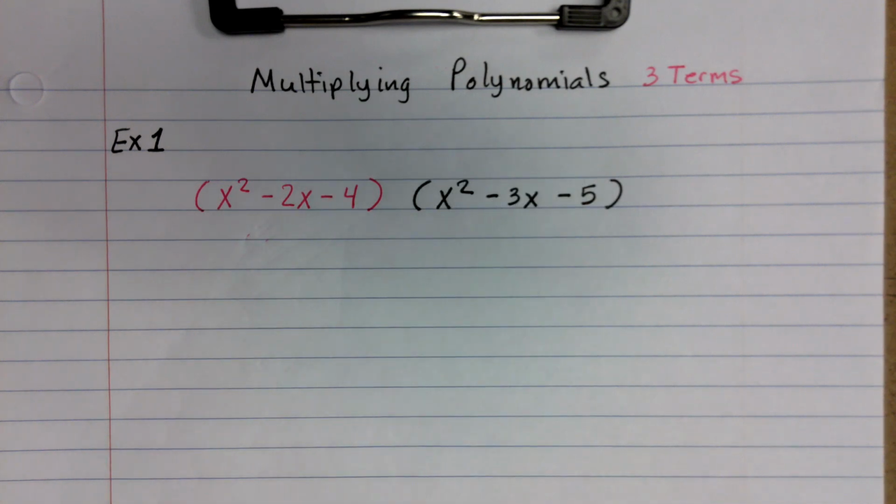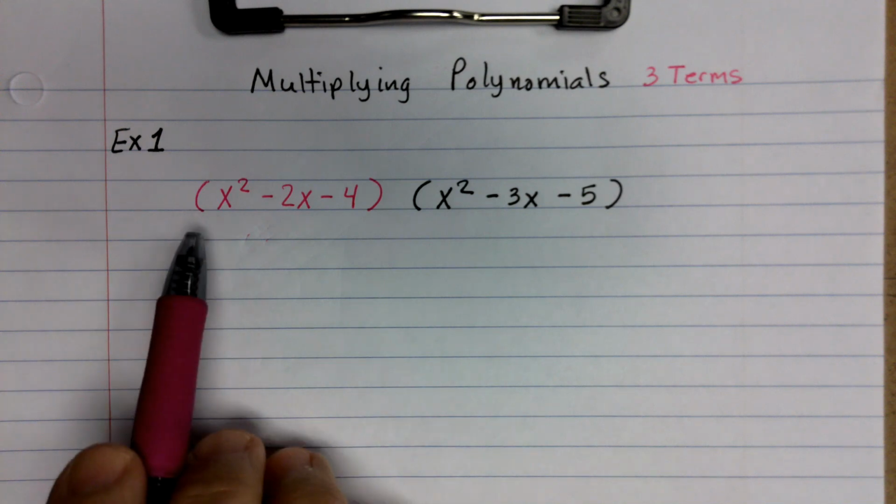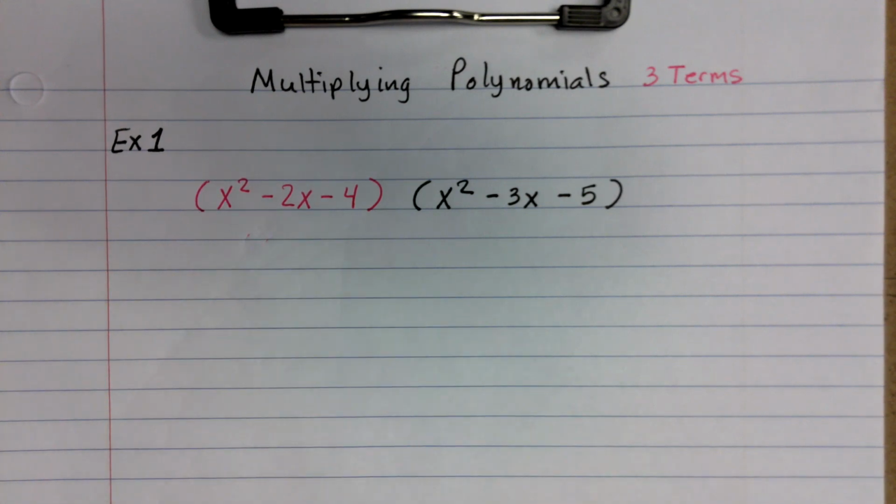The easiest way to do that is kind of a modified FOIL method. But with FOIL, it's used to multiply binomials, right? When you just have two terms. So imagine you're just doing a FOIL and just extending it to a third term. But let me show you what that looks like. So let's go ahead and take a look at this real quick.